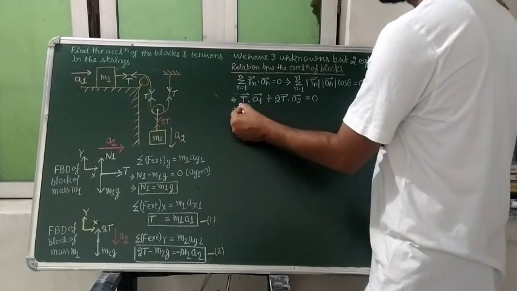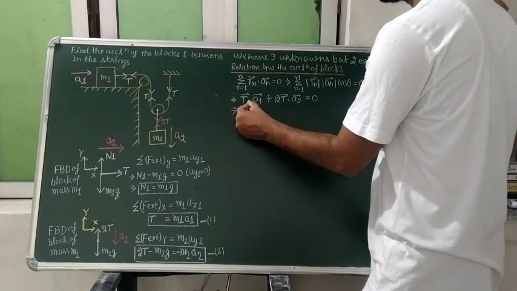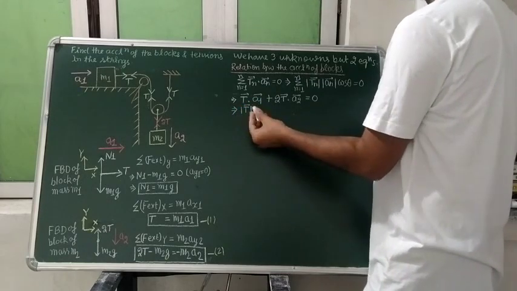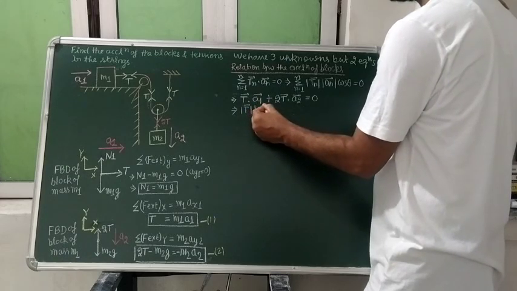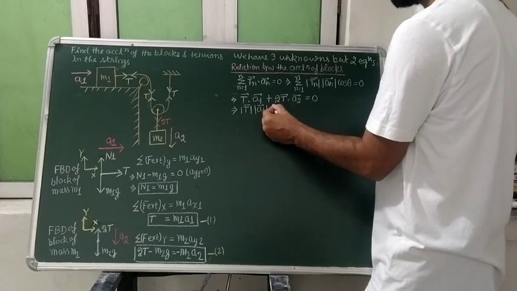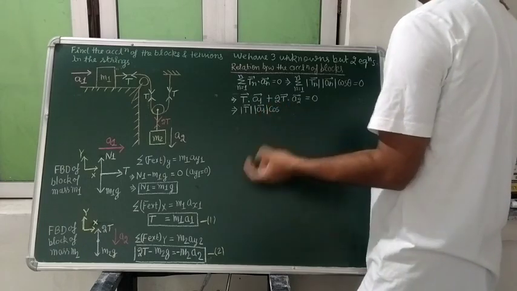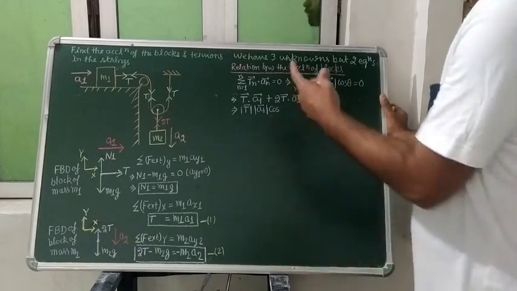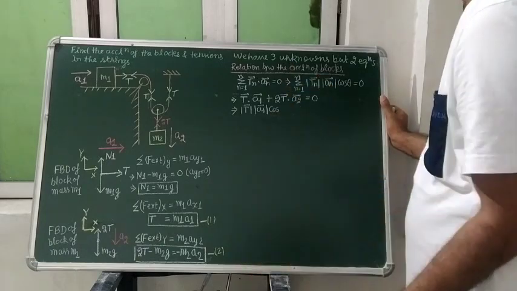When you remove the dot product, what will you get? The magnitude of the tension vector multiplied by the magnitude of the acceleration vector times cos theta. For block 1, if they are in the same direction, that will be positive. If they are in opposite directions, that will be negative.